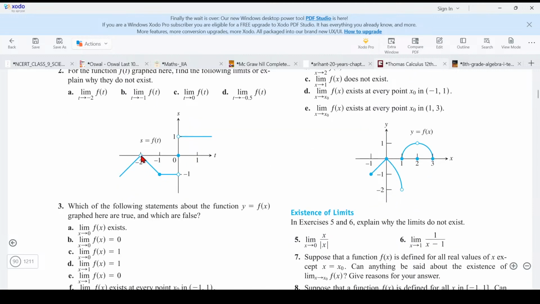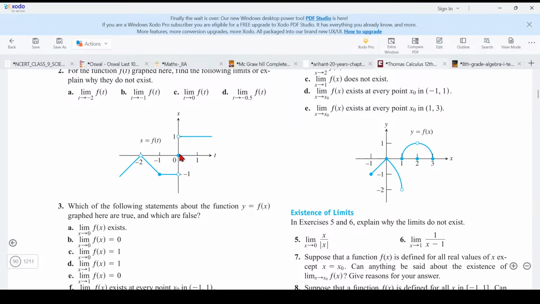Here at minus 2, what is the limit? It is 0. Both sides it is approaching 0. So the limit is 0. And at minus 1? Careful. Both sides it is approaching minus 1. Like that we need. If you are approaching from the left side, you are approaching this number. Approaching from the right side, you are approaching again the same number. Then what about zero?